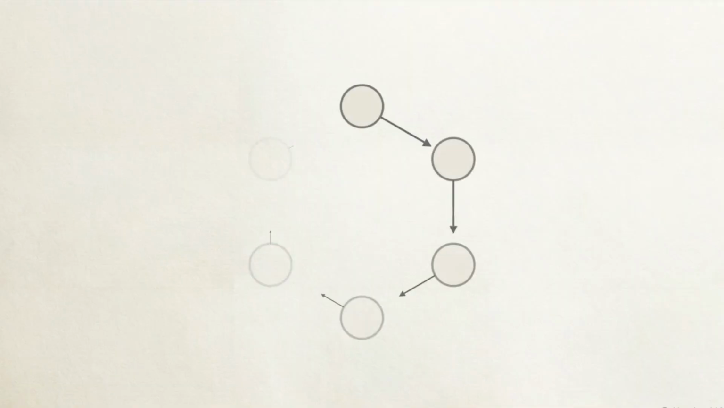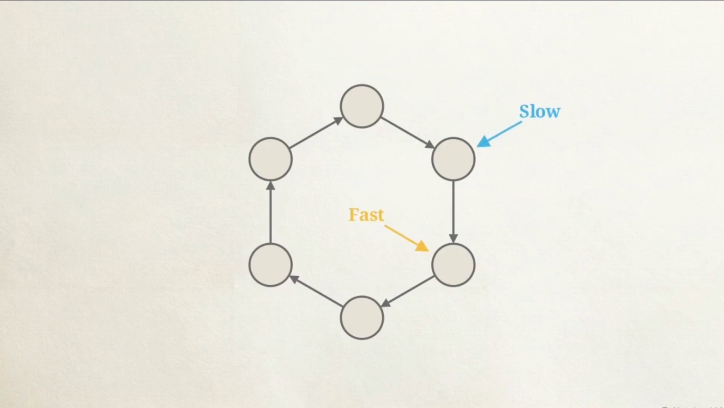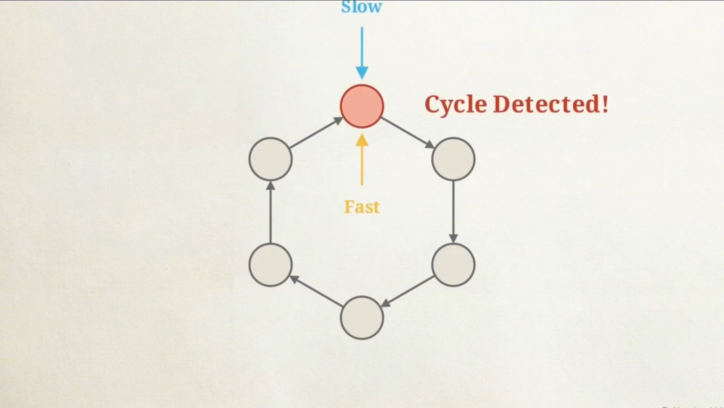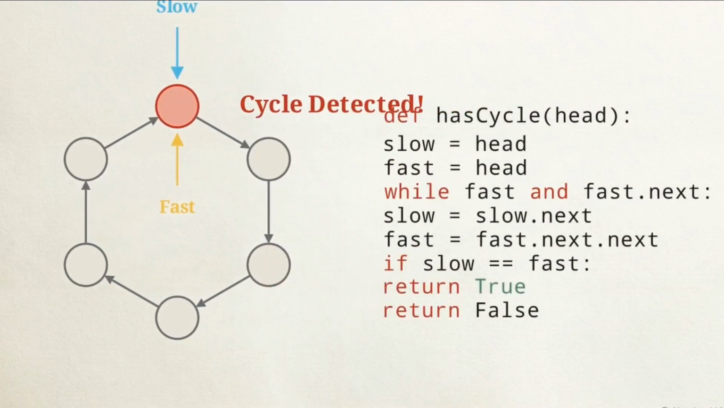In a cyclic list, the physics change. Once both pointers enter the loop, they are trapped. Moving one node faster per turn, the fast pointer closes the gap from behind. Eventually, they occupy the same nodes simultaneously. When they collide, the cycle is confirmed.